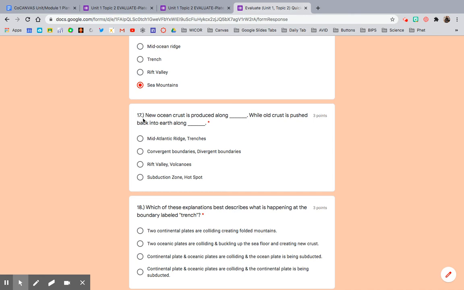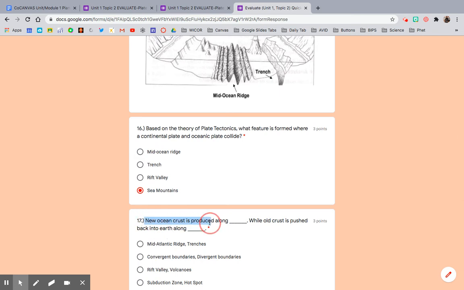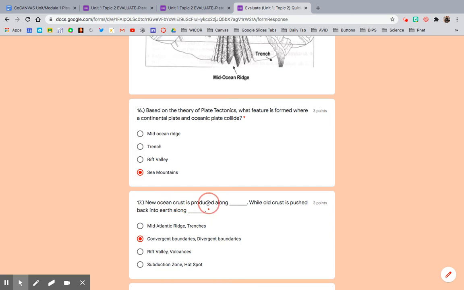Okay, number 17, new ocean crust is being produced along the blank, while old crust is being pushed back into Earth along the blank. So new ocean crust is being produced where? On the mid-Atlantic ridge, on convergent boundaries? Is new ocean crust being produced in rift valleys? Or is new ocean crust being produced in a subduction zone?